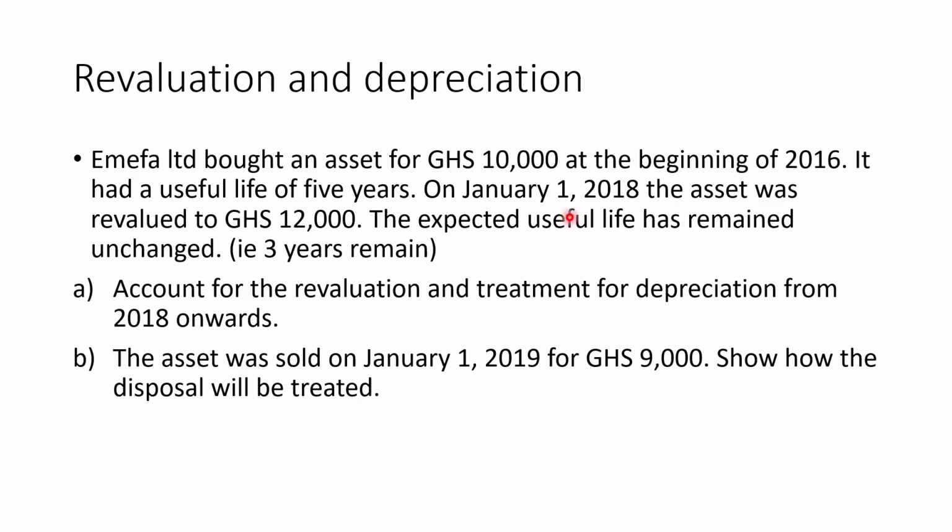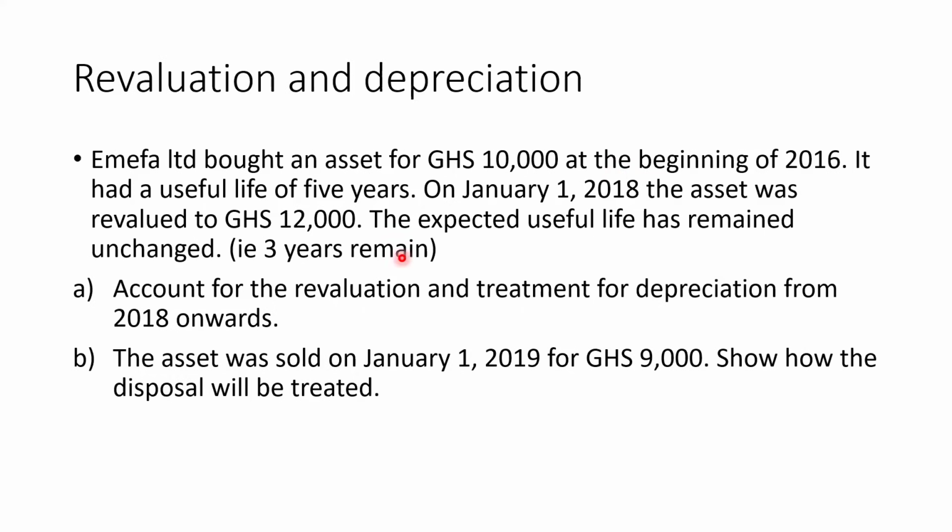Good. So this 6,000, how do you treat it? You take it to other comprehensive income and also to what? Revaluation reserve in the balance sheet. And you take it to other comprehensive income in the income statement or statement of comprehensive income. Is that fine? Good.